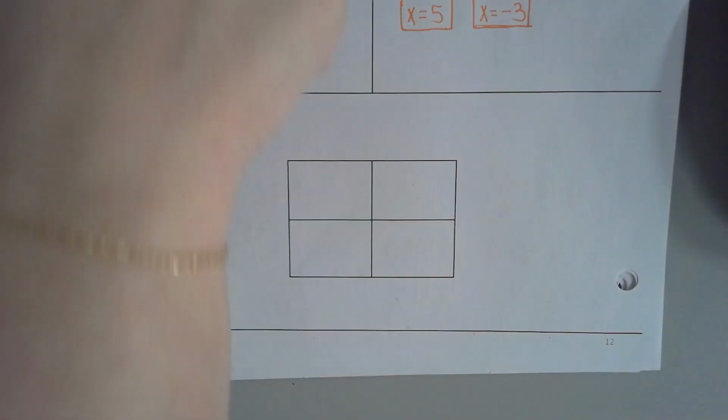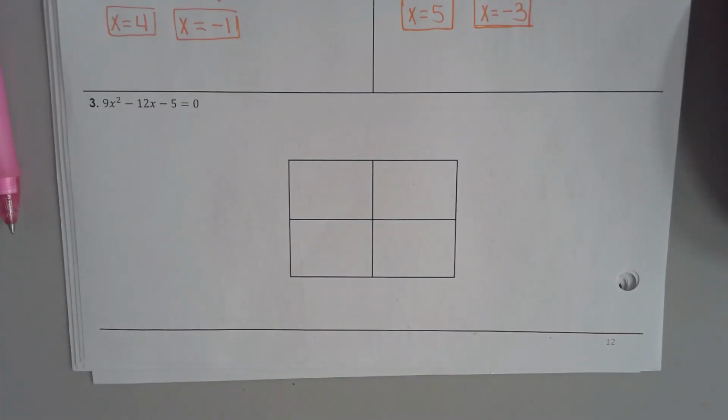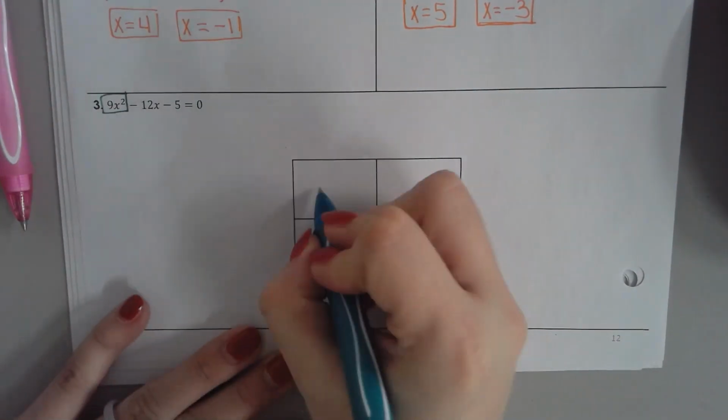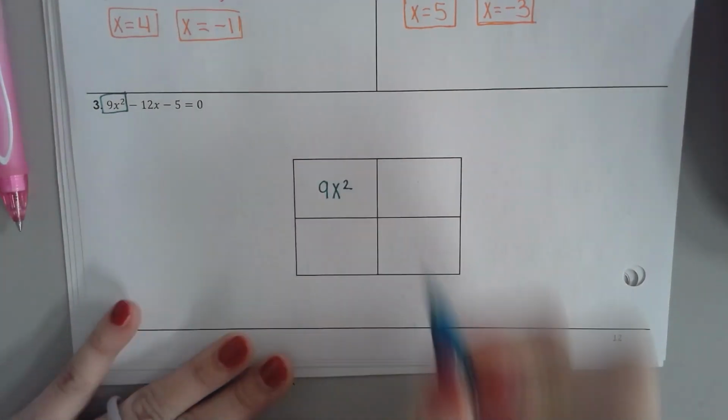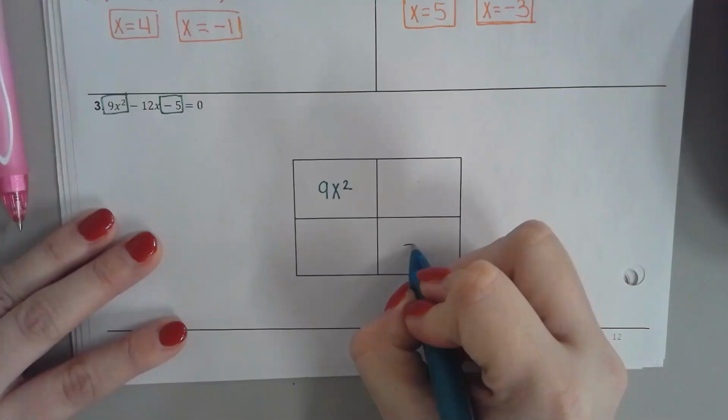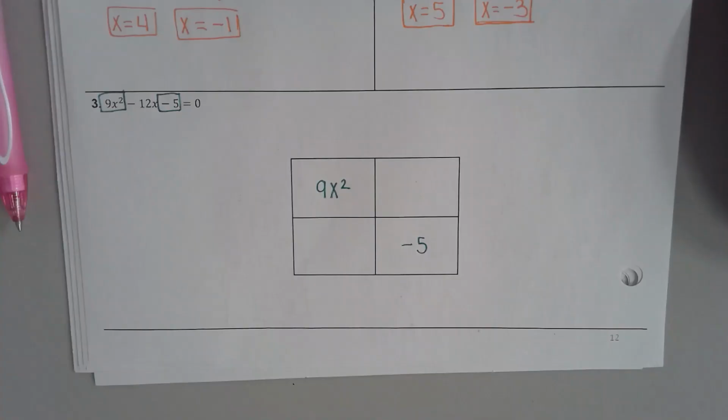So if we go back up here and we look at number 3, create a 2x2 box. Place your ax squared, which is this right here, in the top left, and your c in the bottom right. This is the unfoil method. So this is just part of the setup.